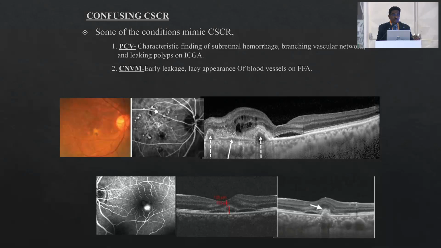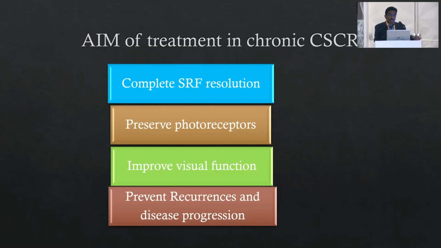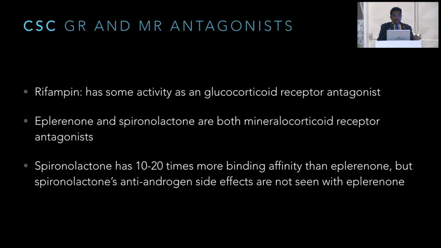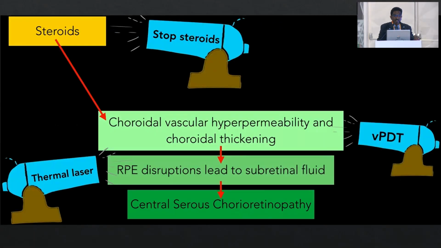We may also have to rule out PCV in these cases, which may mimic something very similar to chronic CSR. The aim of the treatment would be complete resolution of SRF, preserve the photoreceptors, improve visual function, and prevent recurrences and disease progression. So we always look at some treatment options that include psychotherapy, then the pharmaceutical treatment, and the lasers would be used in these cases. As far as the medical treatment is concerned, most likely we'll be using the eplerenone in these cases. The other mainstay of treatment would be the PDT and the lasers.